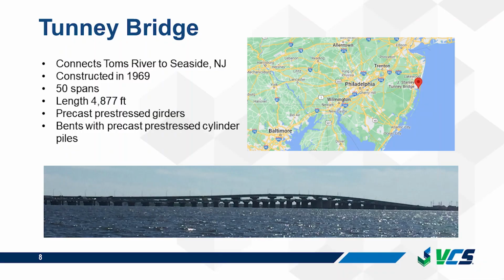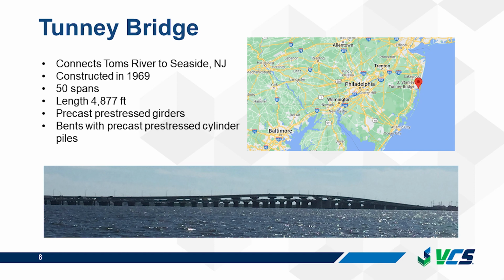Tunny Bridge is a good example of a marine bridge. It is located in New Jersey and connects Toms River to Seaside, New Jersey, and that's the famous Jersey Shore. This bridge was constructed in 1969. It is a very long bridge, just under 4,900 feet. It has 50 spans, and the deck is supported by precast, pre-stressed girders that are supported by bents with precast, pre-stressed cylinder piles.